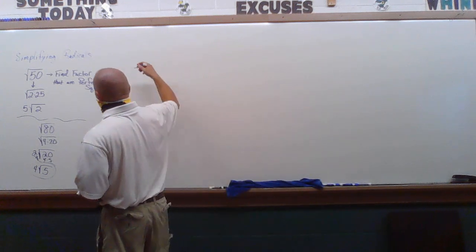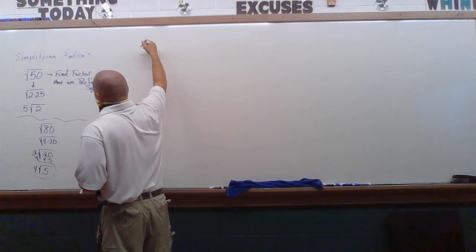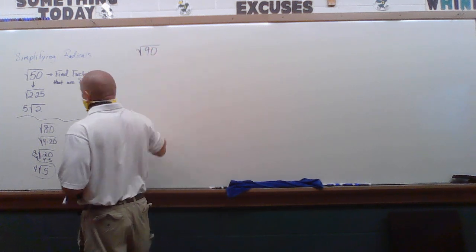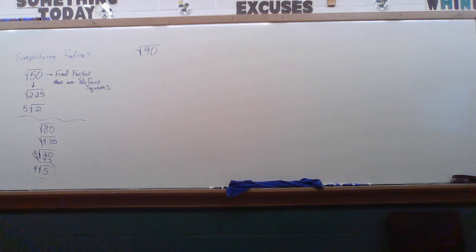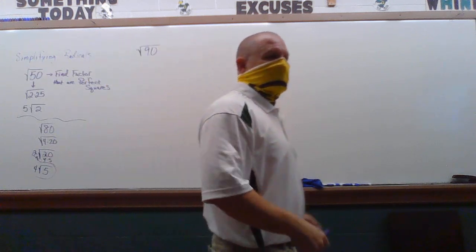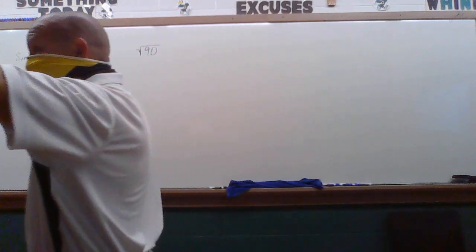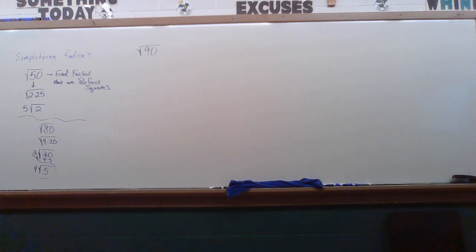Let's try another one. I gotta think though. Let's do the square root of 90. Try it out. See what you get. So again, I'm thinking of perfect square factors. So again, if I don't know factors in the first place, what do I have to do? I got to get my calculator out, and I just got to start taking 90 divided by whatever those numbers are. So again, think about perfect squares. Let's start this way right here.